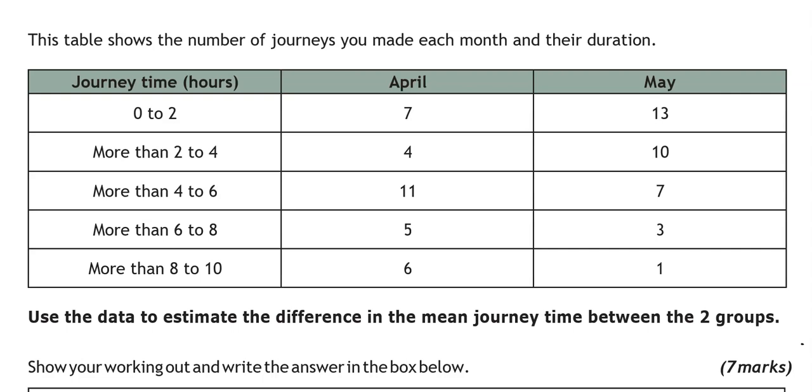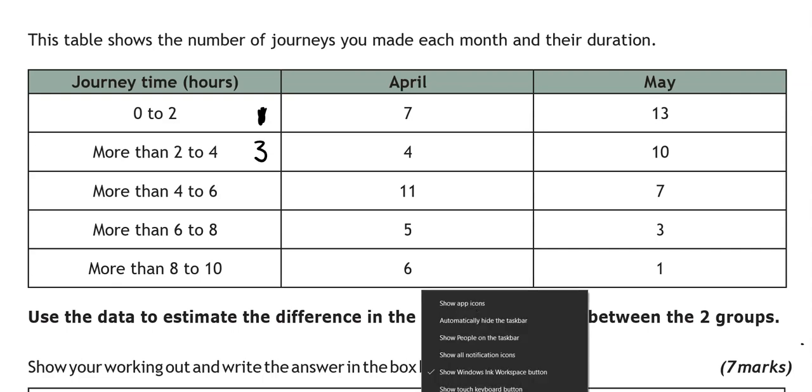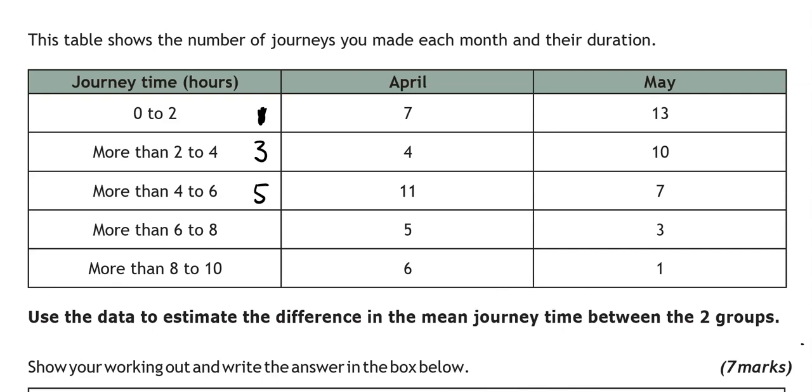So we've got 0 to 2 hours, so the midpoint is 1 hour. More than 2 to 4, so that is 3, 5, 7, 9. And this is how many of them, how many journeys. So we're going to multiply.